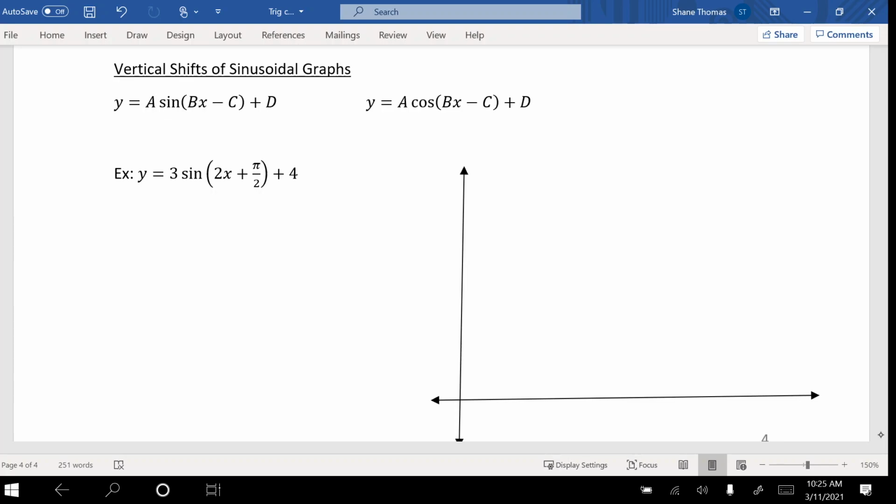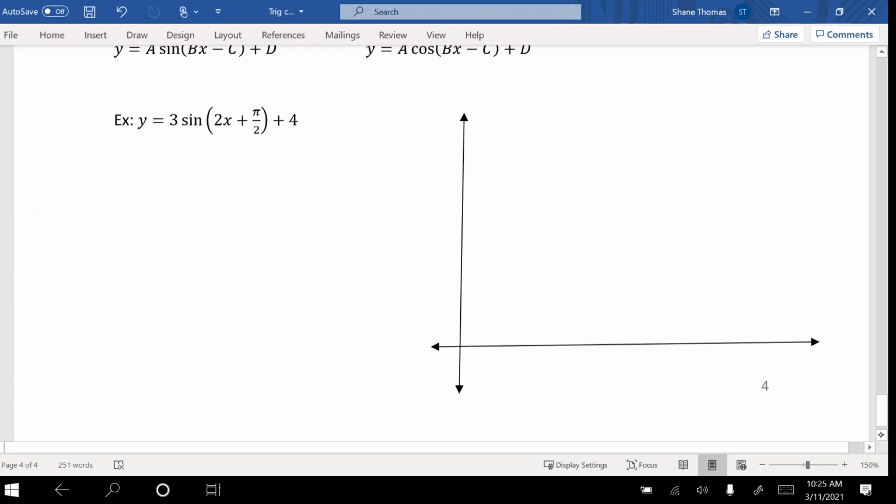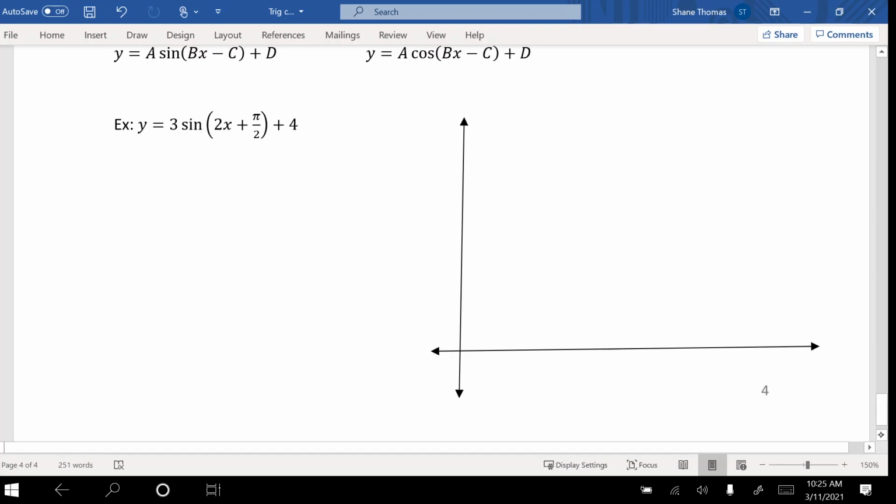All right, we're going to do one here together with a shift. This one, obviously, we're going to shift up 4. But let's just kind of break down what we have, just the same as before. So my amplitude, what's my amplitude? 3. Okay, what's my period? It'll be 2 pi over 2, which is pi then. Good. All right. My phase shift, is there a phase shift here?